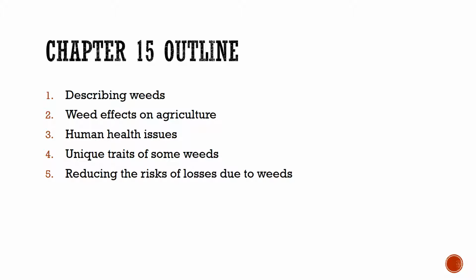Welcome to chapter 15. This chapter we're going to talk all about weeds. So just a little bit of an outline. We're going to describe weeds. We're going to show some effects on agriculture and effects on soil. We'll look at human health issues, some unique traits of some weeds, whether it's noxious or invasive. We'll look at how reducing the risk of those losses due to weeds is very important in terms of production.